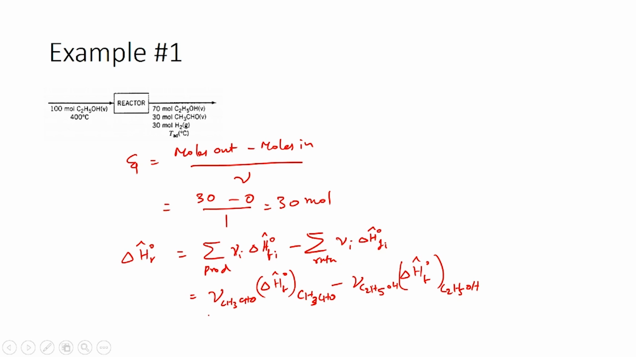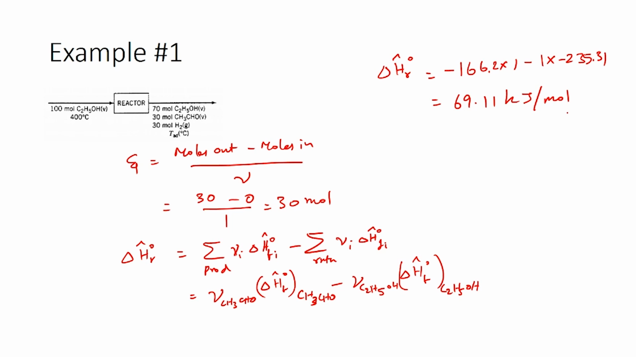Using this we can calculate the heat of reaction. From the tables we can get the heat of formation for acetaldehyde and the heat of formation for ethanol, and if we plug those values in, you are left with delta HR cap equals 166.2 times 1 minus 1 times minus 235.31. So, the value for the heat of reaction is 69.11 kilojoules per mole. So, now we have identified the heat of reaction as well.